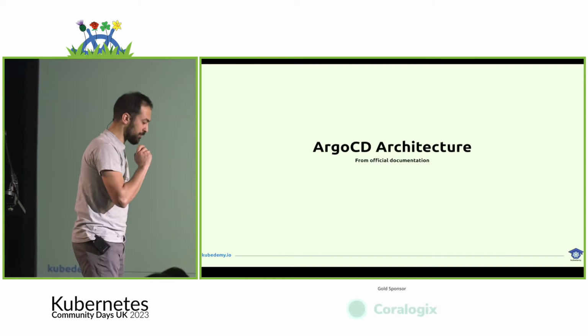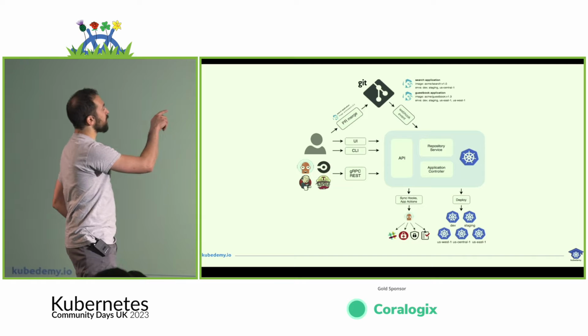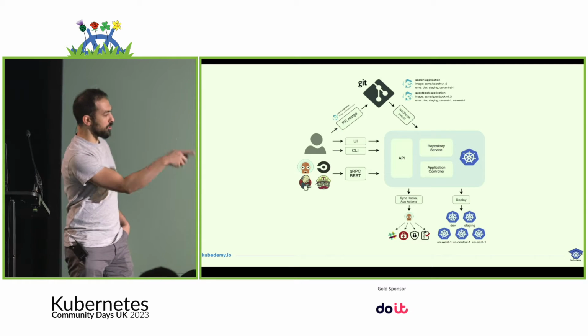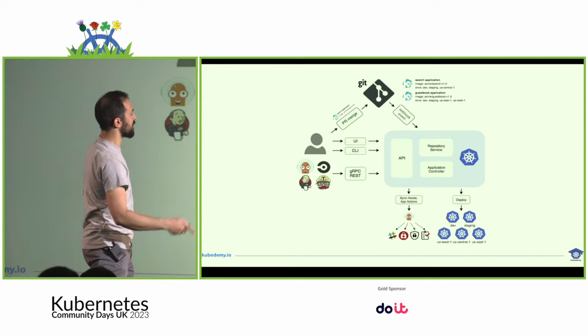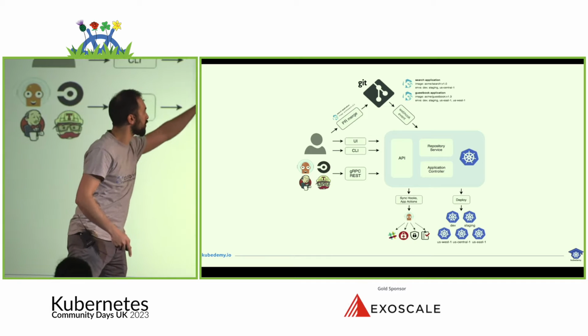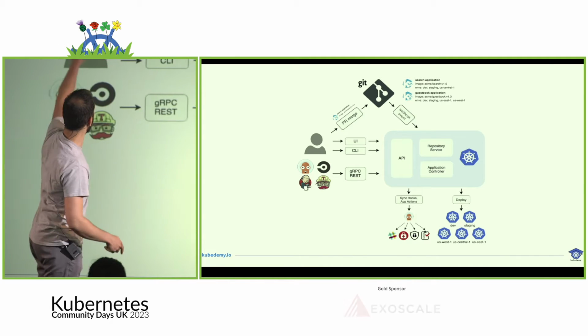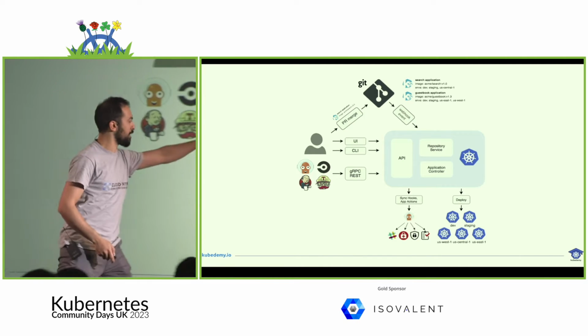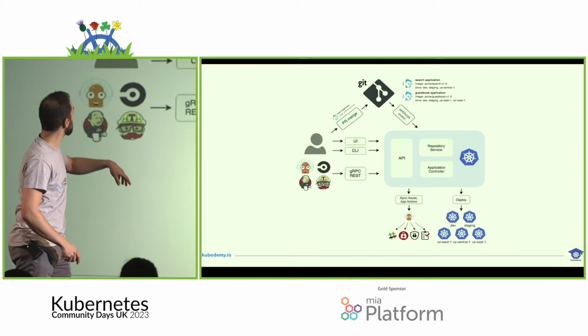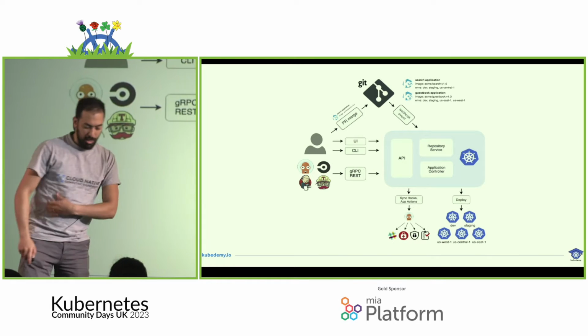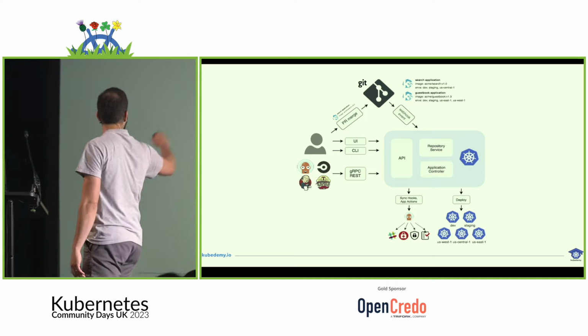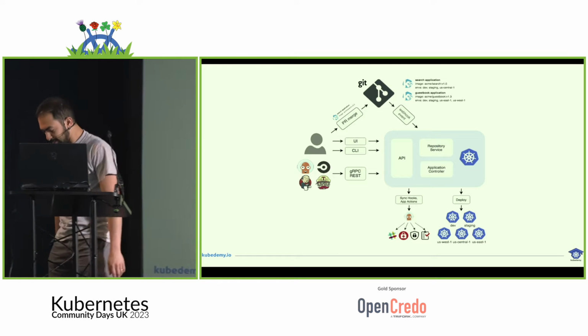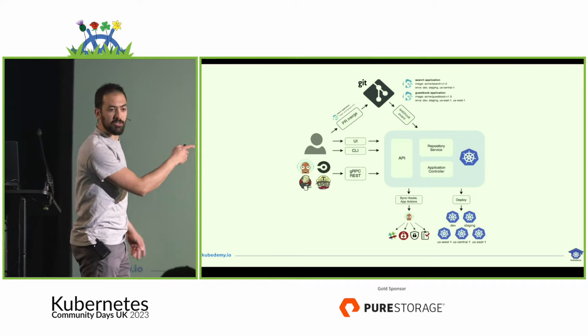ArgoCD architecture. The ArgoCD architecture provided by the documents is what you can see. This is the API, application controller, repository service, Kubernetes, and you have hooks, clusters, and the user can communicate with the UI and CLI and a couple of other things. But it's just a joke.